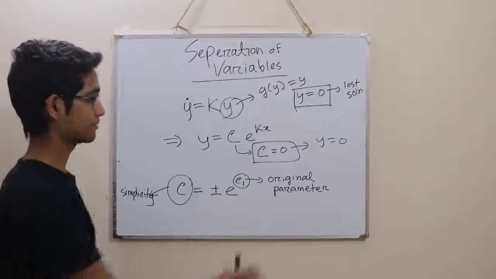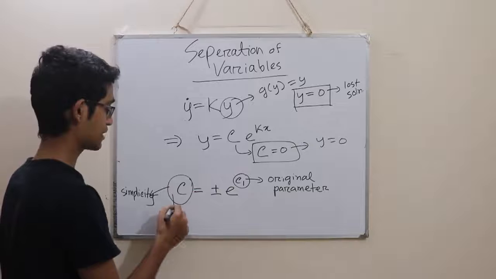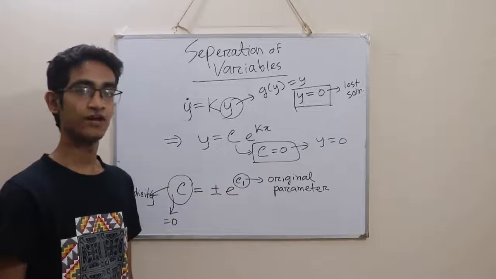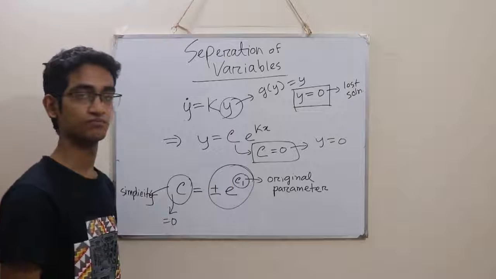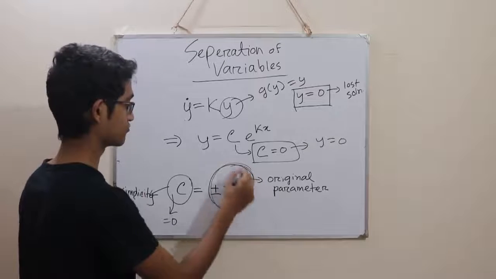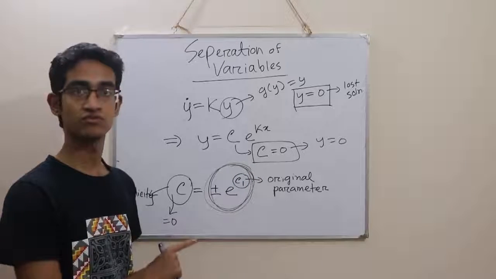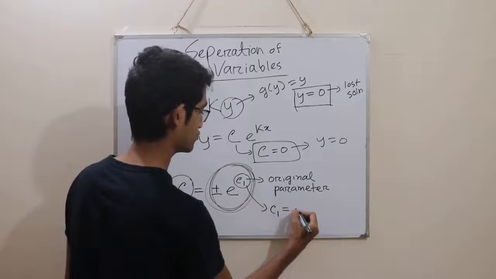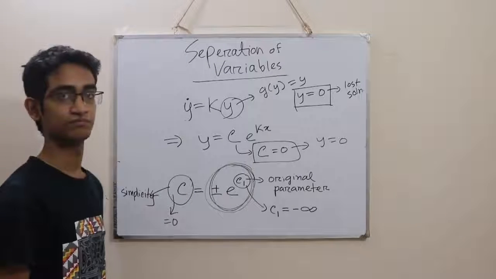Now, to set this parameter to 0, we must first be able to set this whole thing to 0. Now let's see in which case all of this would somehow be equal to 0. The only way this will be equal to 0 is if we set c1 to negative infinity. That is the only way this will be 0.